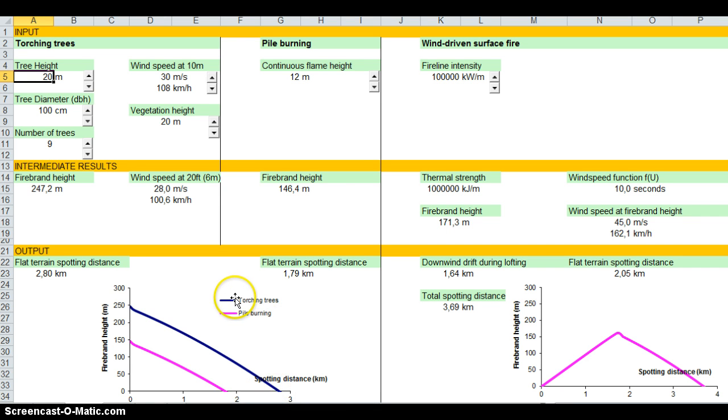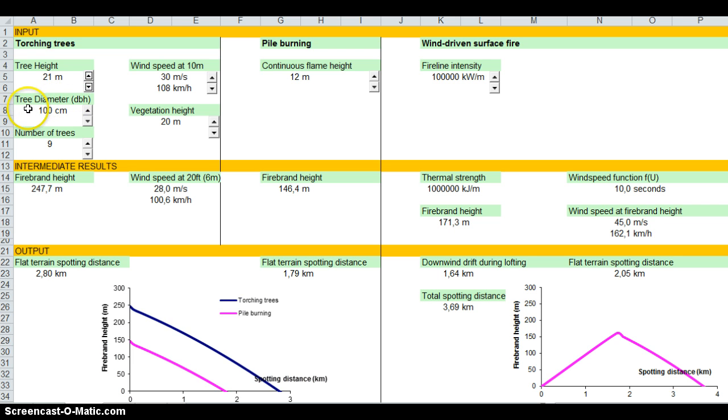So for torching trees, you can see the influence of tree height. Torching trees is the darker curve. And of course, when you decrease the tree height, we can press this button. So it starts with 20 meters and it goes down, 18, 17. And when it's only 1 meter, the distance will be lower. So there is a difference with tree height with models.